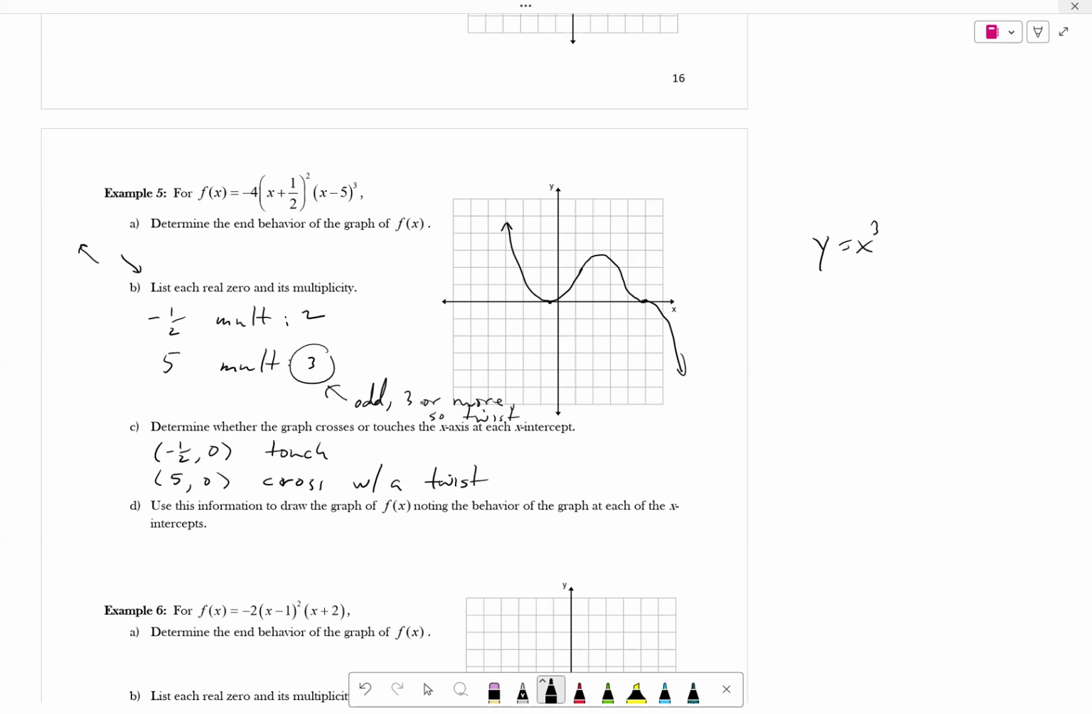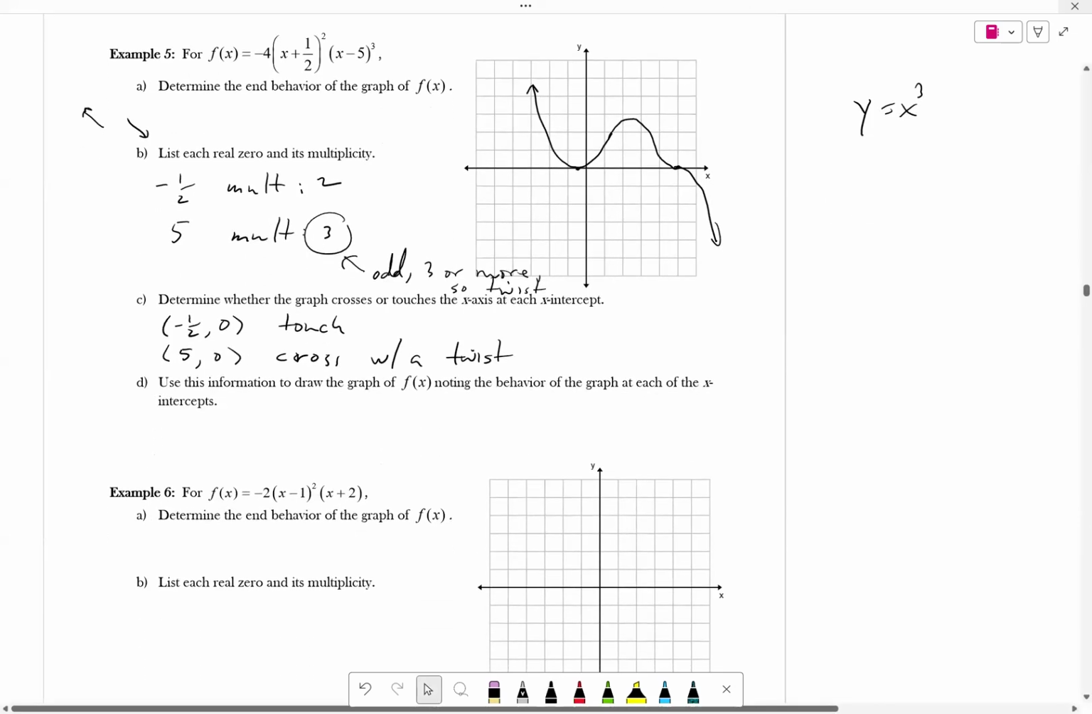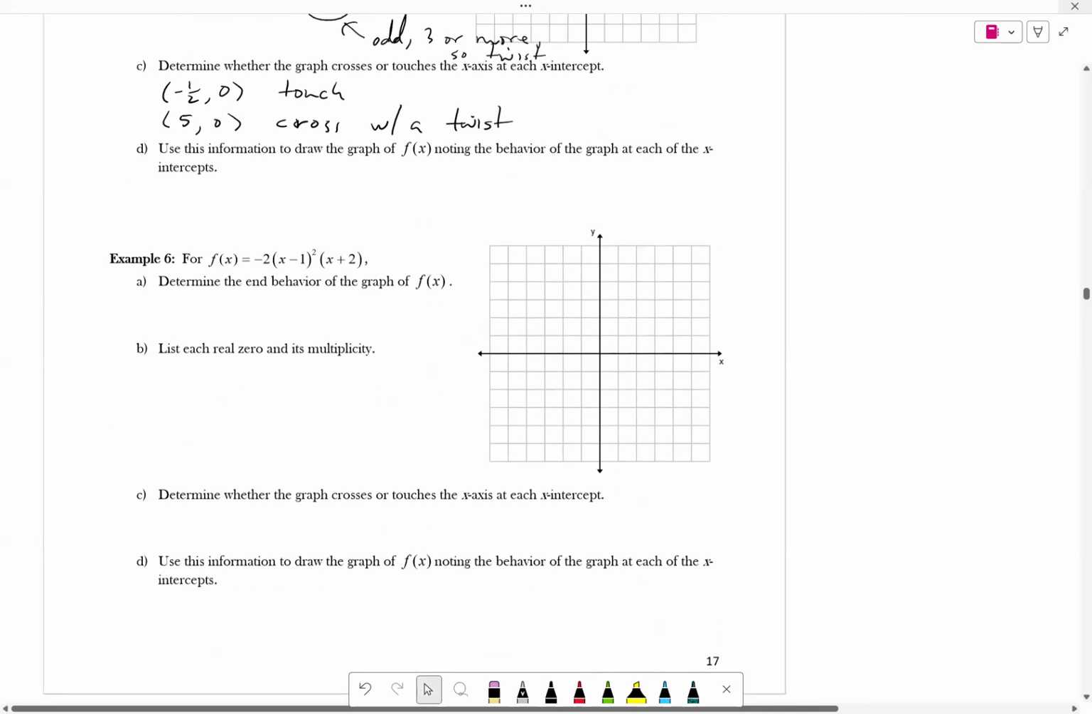If you hate that, if you want to reject it, it's a very small nuance that you'll be fine without it. I'd like to give you a complete understanding of what the graph looks like. Let's move on.